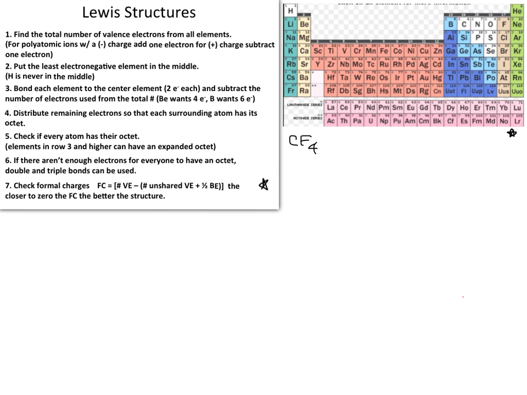CF4 is the molecule, or carbon tetrafluoride. Basically, what we're going to do is figure out step number 1, which is to find the total number of valence electrons from all of the elements. Okay, so carbon and fluorine are the two elements that make up this molecule.